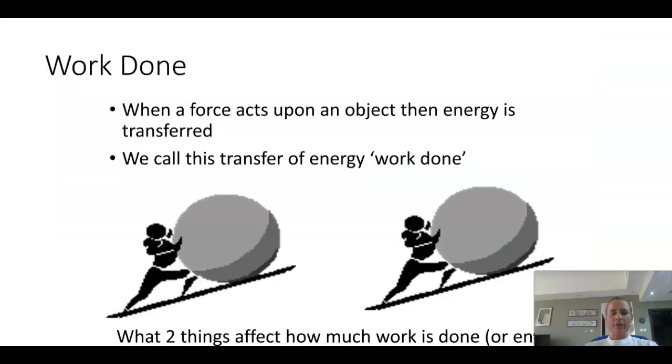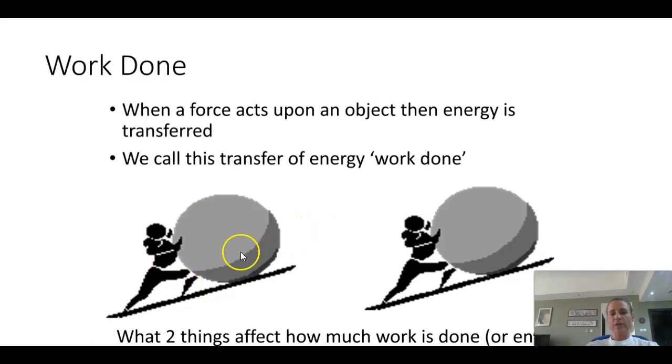Okay, so it's not too complex an idea, really. When a force acts upon an object, then energy is transferred, and that transfer of energy is known as work done. The two things that affect how much work is done in these situations is going to be the mass of whatever the object is, and therefore the force that it's applying, and then the distance that they have to move.